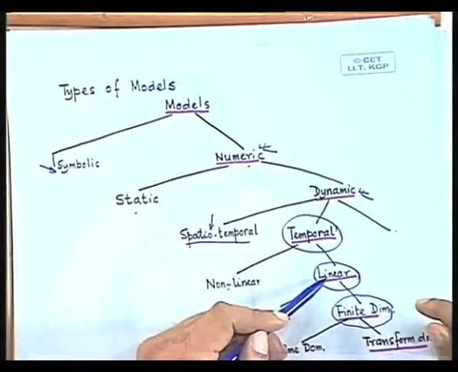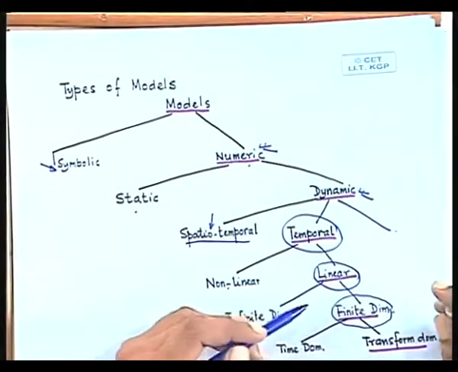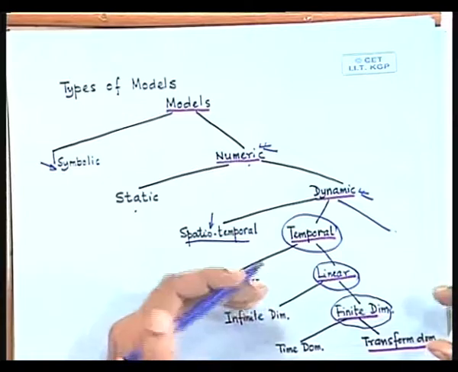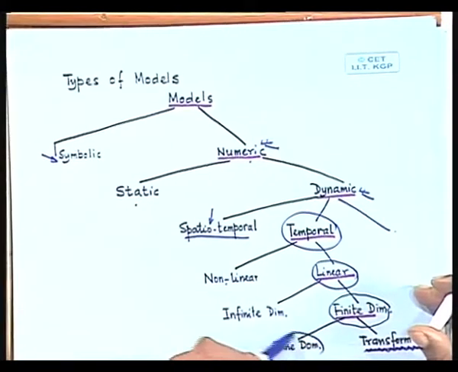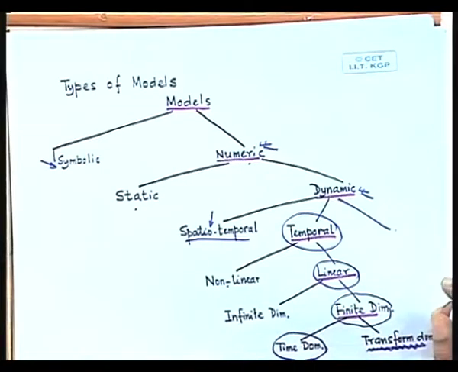Finite dimensional linear systems could be treated either in time domain or in transform domain. Sorry, we are not going to take it in transform domain. We are mostly going to take it in time domain, because then you can directly use signal values.